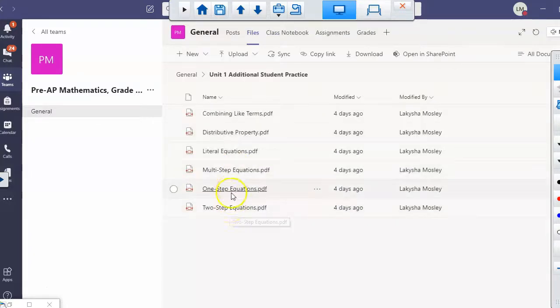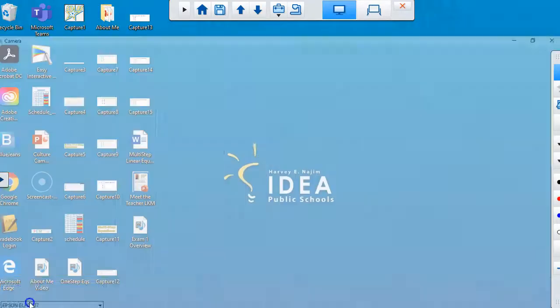So again, I've done 1-step, we're on 2-step. I will also upload a multi-step, and I think I'm going to do one of these 2. Okay, we are not doing literal equations. All right, so let's go back and do these 3 problems.